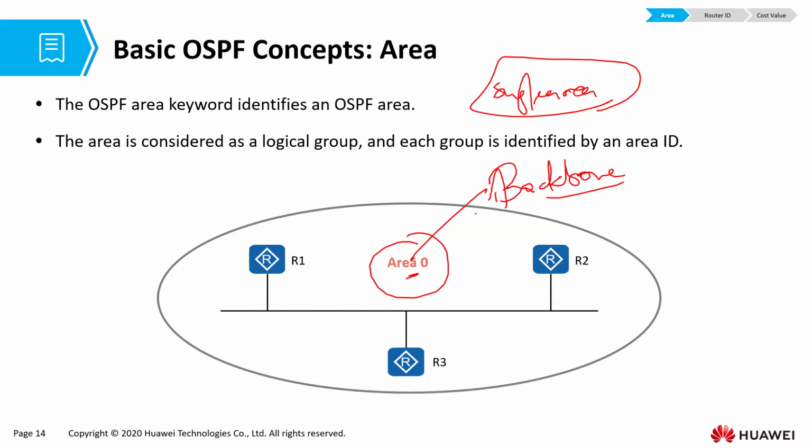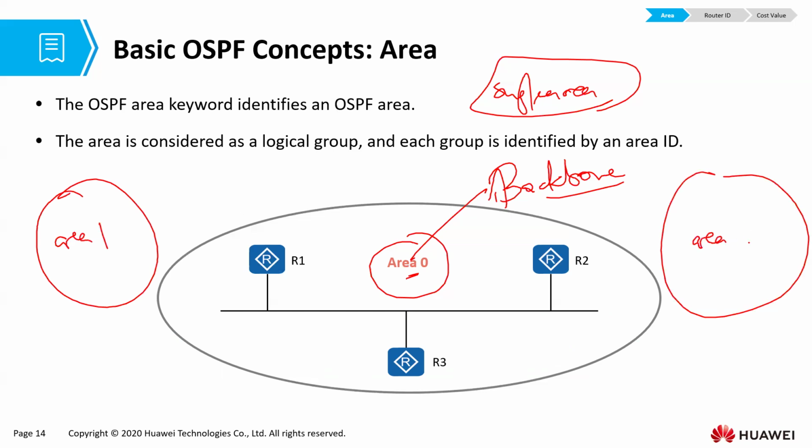If you are going to have multiple areas, it means probably you have another area here. We can call it area 1. We have another area here. We can call it area 2. The idea behind my areas is so that we don't have a lot of processing within a given area. So I'll give an example.